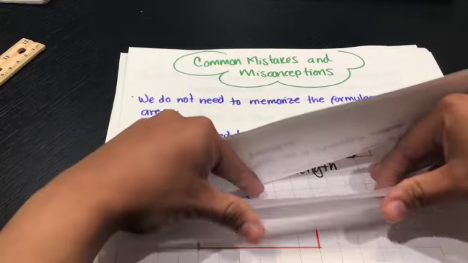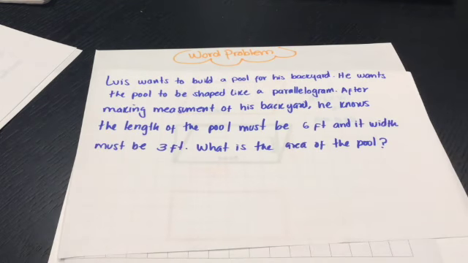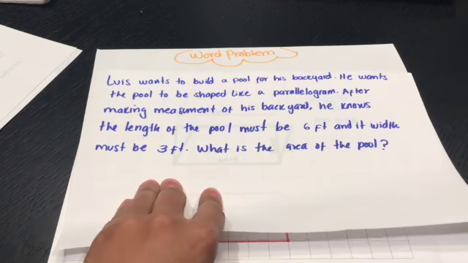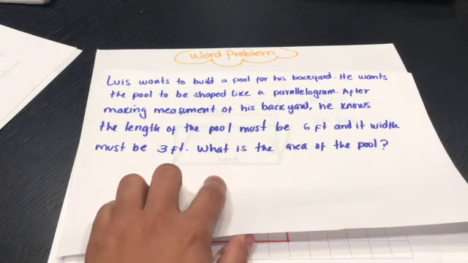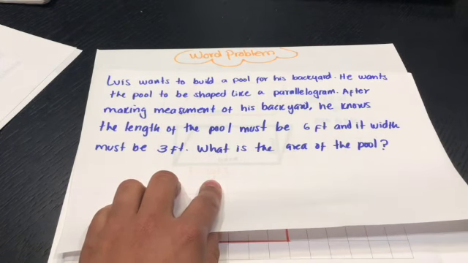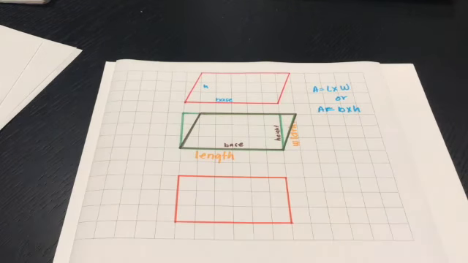The word problem is: Luis wants to build a pool for his backyard. He wants the pool to be shaped like a parallelogram. After making measurements of his backyard, he knows the length of the pool must be 6 feet and the width must be 3 feet. What is the area of the pool? The problem is asking us the area of the pool, and they're giving us the measurements of the width and the length.